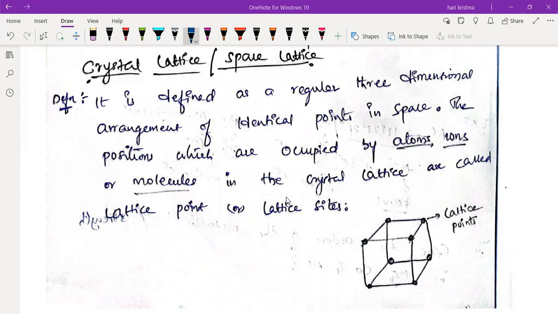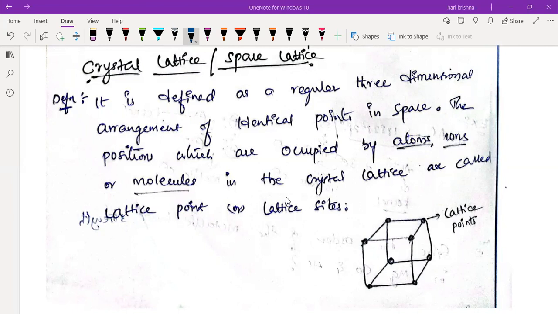The first one is the definition of the crystal lattice or the space lattice. What is the definition? It is defined as a regular three-dimensional arrangement of identical points in space. The positions which are occupied by the atoms, ions, or molecules in the crystal lattice are called lattice points or lattice sites. So if you arrange particles in space in a three-dimensional way, that is called a space lattice or the crystal lattice. Clear?